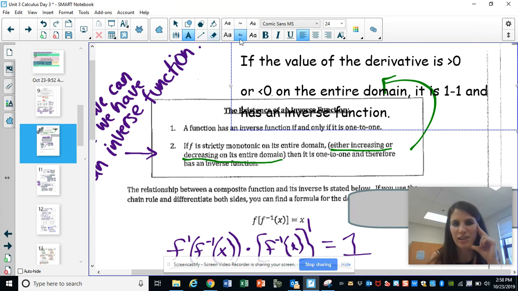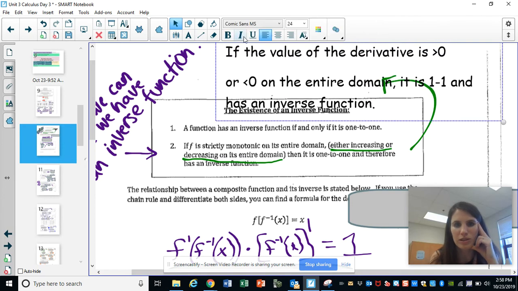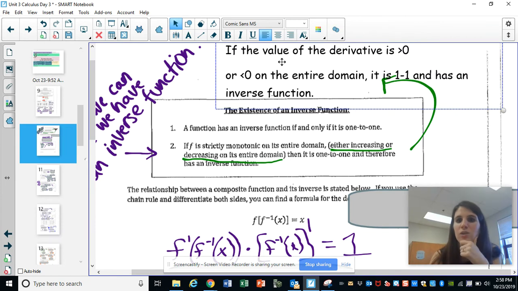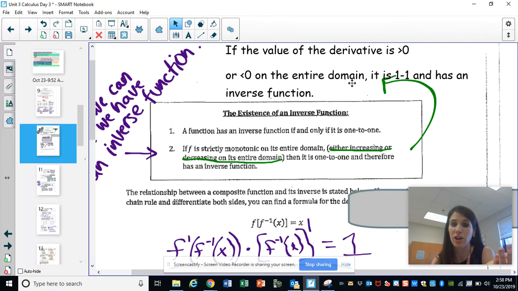I'll move that so you can see it. All right. So, let's make it smaller. Okay. All right. So if the value of the derivative for any function is greater than 0 or less than 0 on the entire domain, it is one-to-one, has an inverse function. I've actually seen AP problems like this where they've asked you to prove that a function is one-to-one or prove that it has an inverse. Now to do that, this is what we would do. You would find the derivative and prove that it's either greater than 0 for the entire domain or less than 0 for the entire domain. Okay? We'll have a problem like that in a bit.